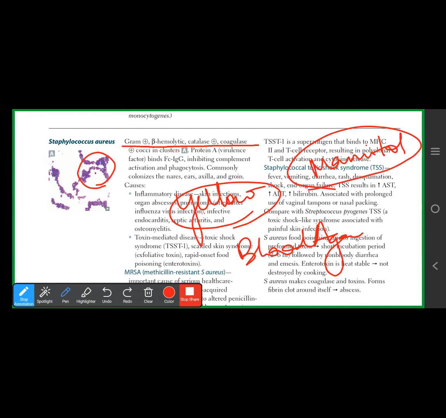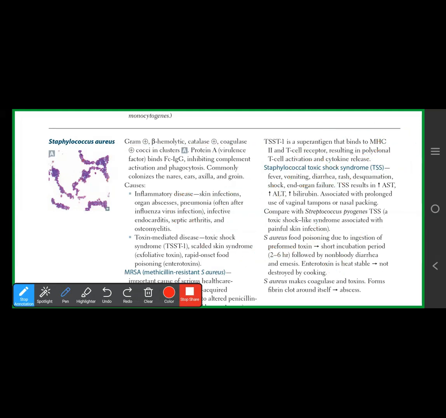Okay, so now what is the virulence factor for your staphylococcus aureus? Protein A is a virulence factor. What we should know about that is that protein A is going to bind to the Fc portion of IgG and inhibit complement activation and phagocytosis, basically protecting its survival. So you just have to know protein A and the immunoglobulin IgG. The usual mechanism is that it's going to inhibit phagocytosis and it's very important for the survival of the bacteria.